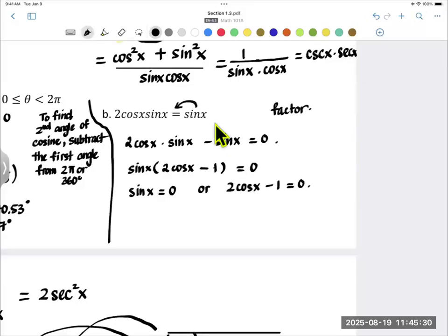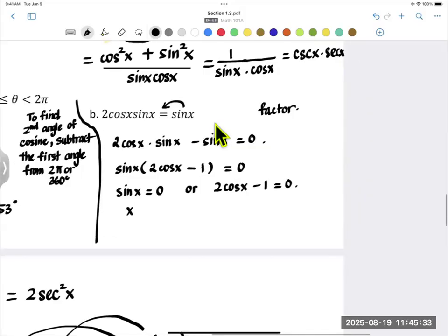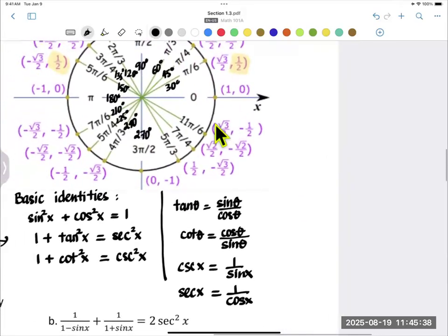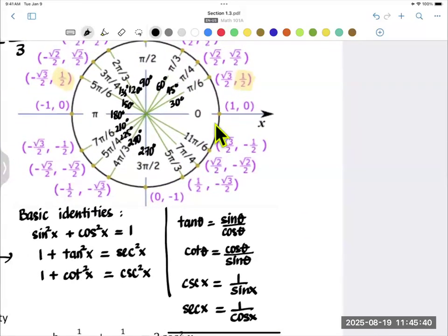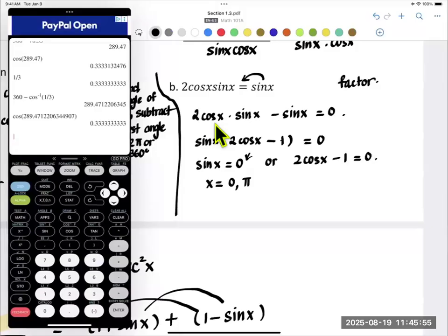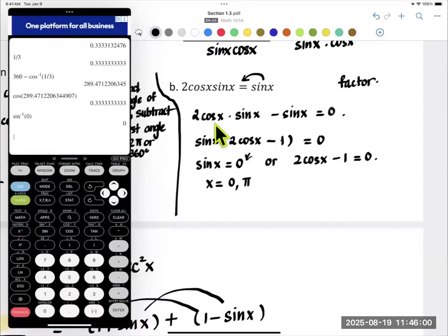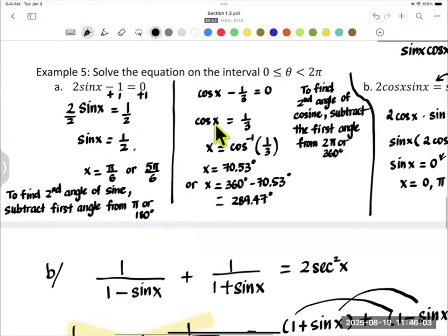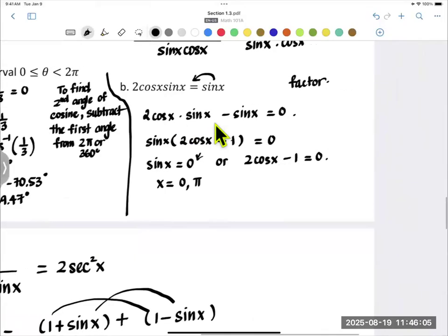So what angle of x makes sine x equal to 0? This 0 is actually on the unit circle. So go back to the unit circle. Y is equal to 0 here and here, so it looks like it's going to be 0 and pi. If you don't want to look at the unit circle, you can use the calculator: sine inverse of 0 will give you 0, and the second angle of sine is found by subtracting from pi. Pi minus 0 will give you pi.